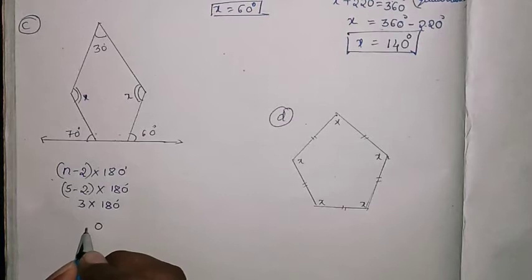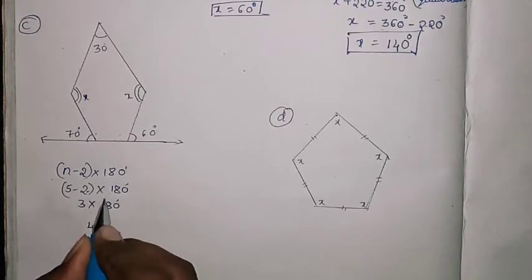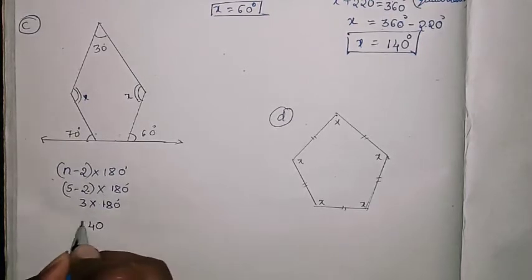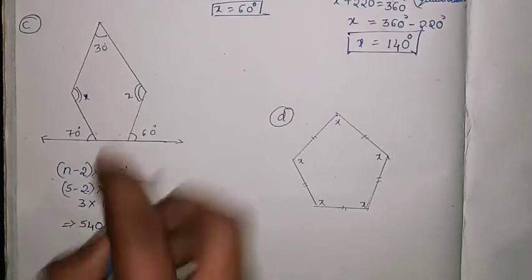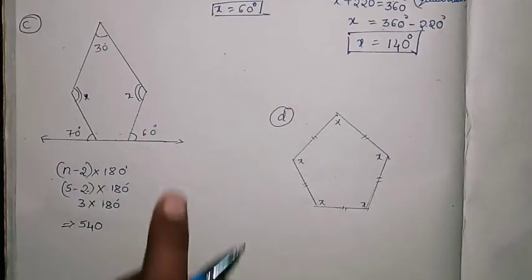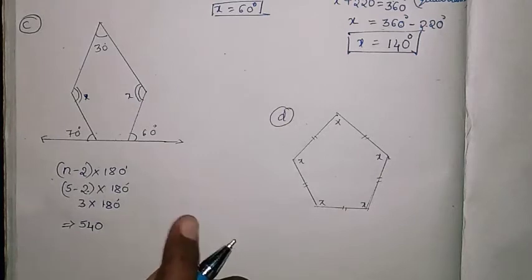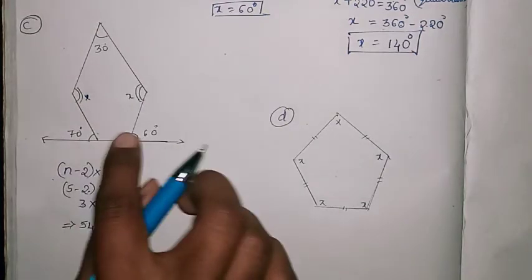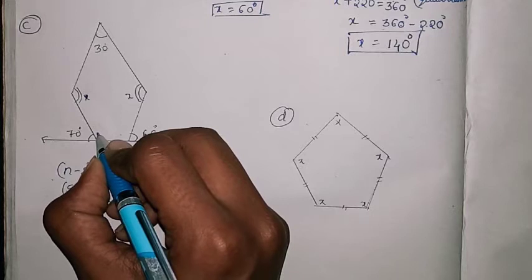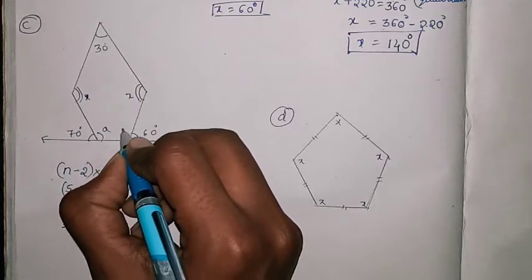8 3s are 24, then 2 carry over. 3 1s are 3, so it is 540 degrees. So that means the sum of the interior angles is equal to 540 degrees. From that we want these two angles. We'll consider this one as A and this one as B.